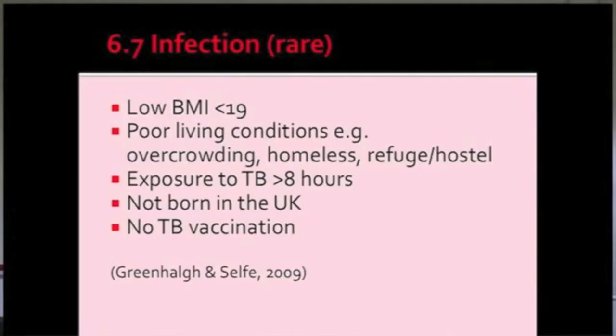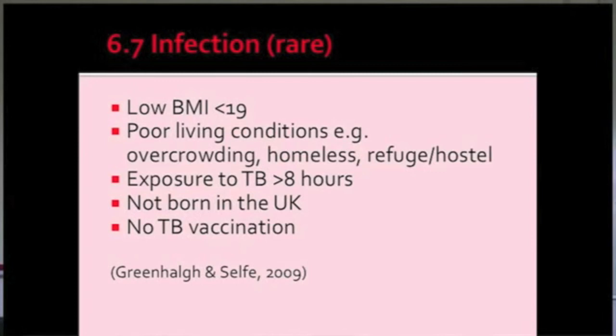Other things that might help you think about infection are patients with very, very low BMIs, a BMI of less than 19. People with that level of BMI tend to be more susceptible to developing infection. Poor living conditions, overcrowding, homelessness, refuges, hostels, people living in those kinds of conditions may well be more susceptible to infection.